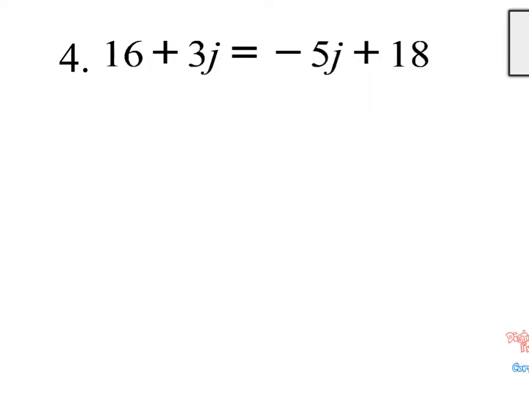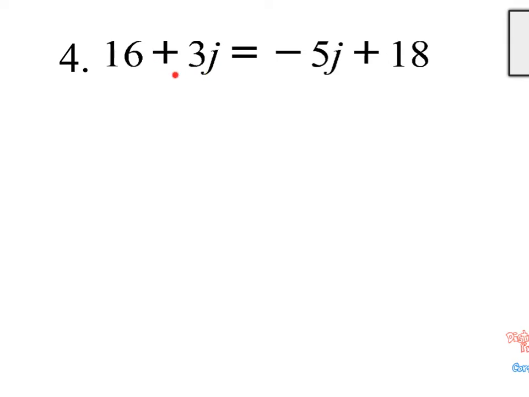So now that it's simplified, we can move on to the goal of solving any equation. What's the goal? To get the variable by itself on one side of the equal sign. So where's the j at? Is the j on the left side of the equal sign or the right side of the equal sign? It's on both sides of the equal sign. You don't want j on both sides, right? You just want j on one side. So let's get rid of one of these j's.